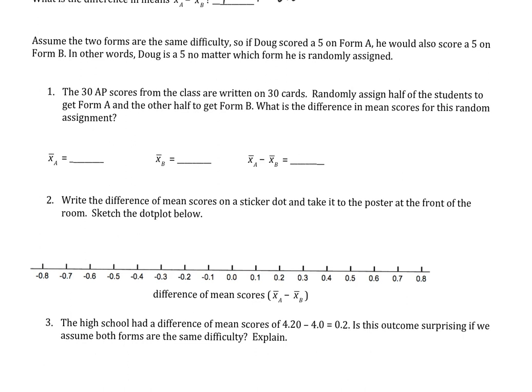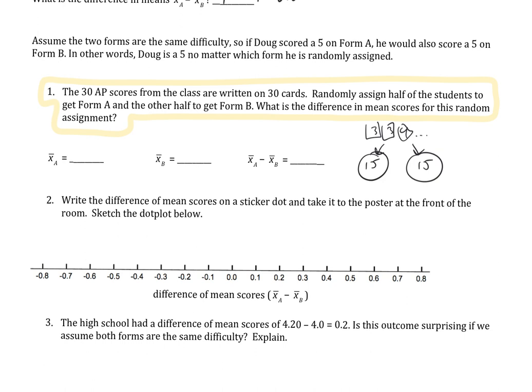This is something that we would do together in class, similar to what we did with proportions, where we were looking at people yawning or not yawning. We would simulate this together. What we would do is I would give you 30 individual little pieces of paper with the scores on them. We would shuffle them up. We would put 15 scores into one pile representing Form A, 15 scores into another pile representing Form B. We would take the average of those two piles.